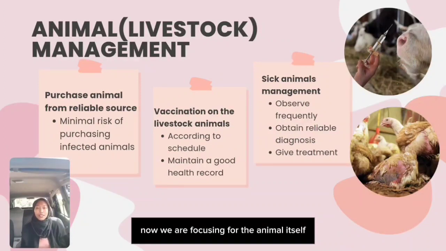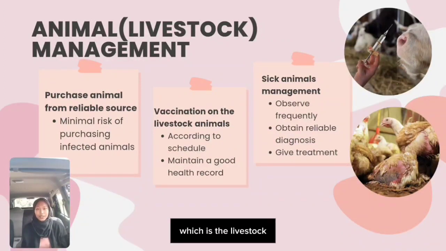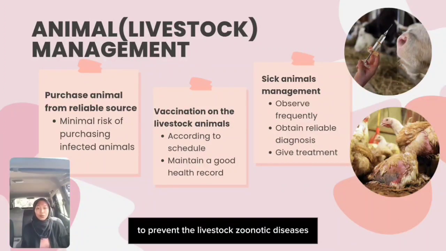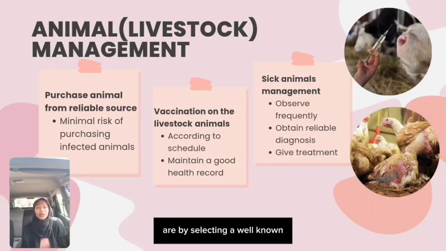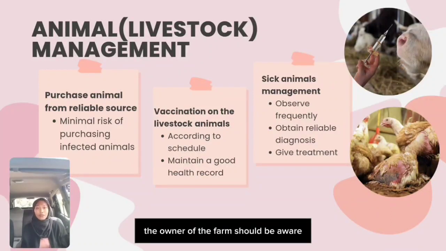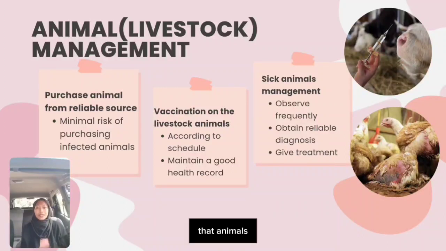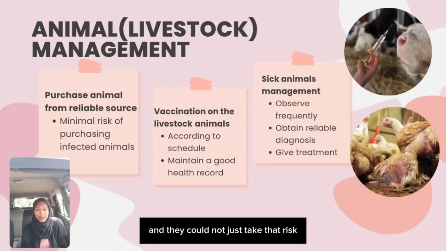Now we are focusing on the animal itself, which is the livestock. For the livestock, steps that can be taken to prevent livestock zoonotic diseases are, first, selecting well-known, reliable sources from which to purchase animals, one that can supply healthy stock, inherently vigorous and developed for a specific purpose. The owner of the farm should be aware that animals bought for a cheap price are not necessarily of good quality, and they should not just take that risk.